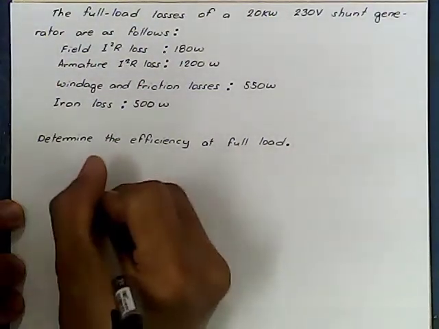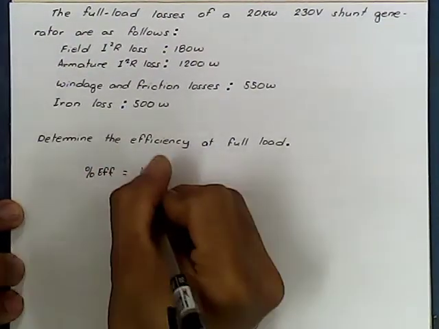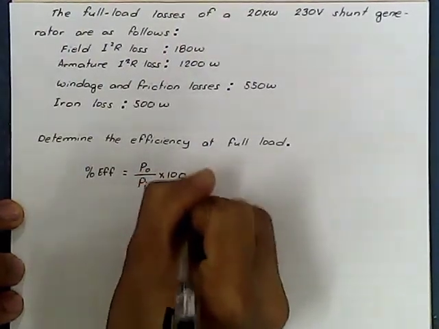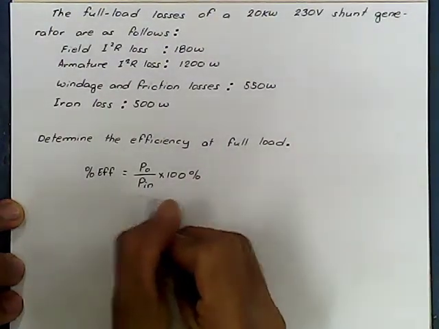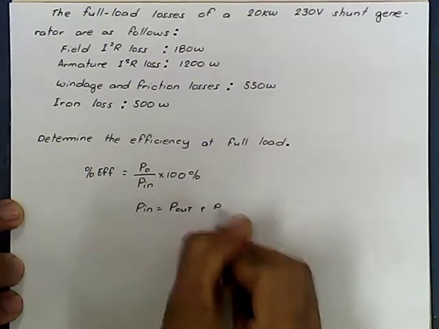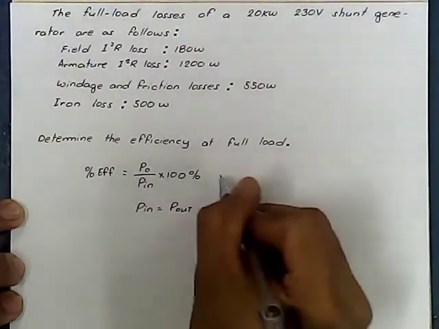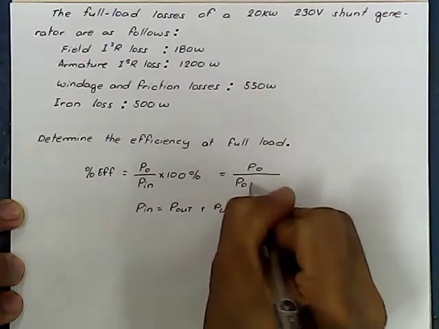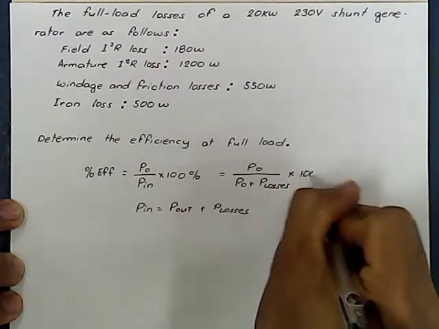For this problem, gamitin natin yung formula percentage efficiency equals the power output over the power input times 100%. Ngunit ang power input can be expressed as power output plus the total power losses. Kaya dito, magkakaroon tayo ng power output, divide this by power output plus power losses times 100%.